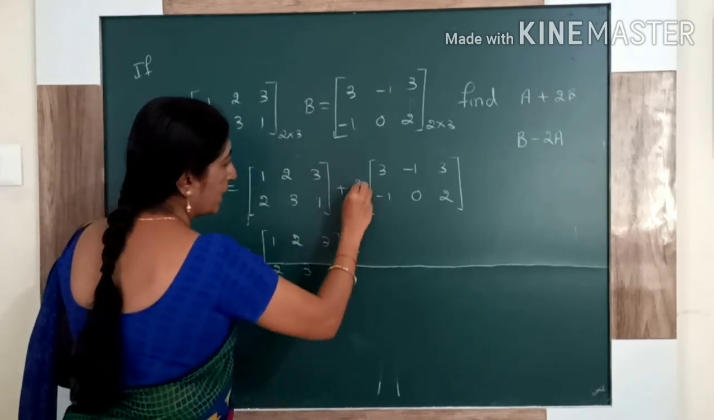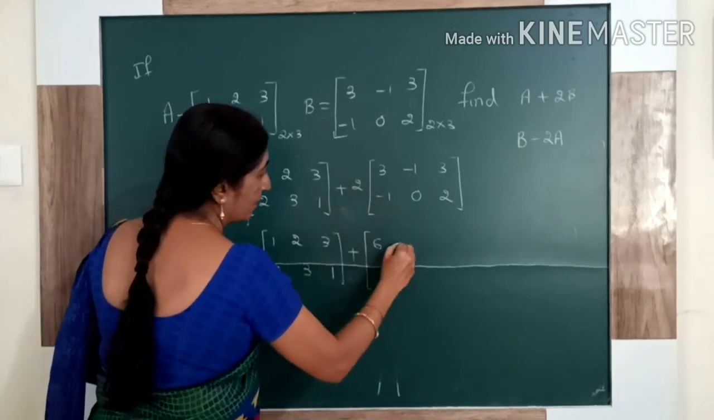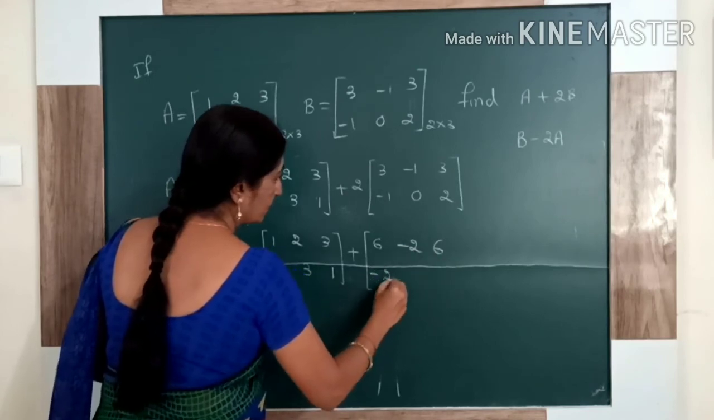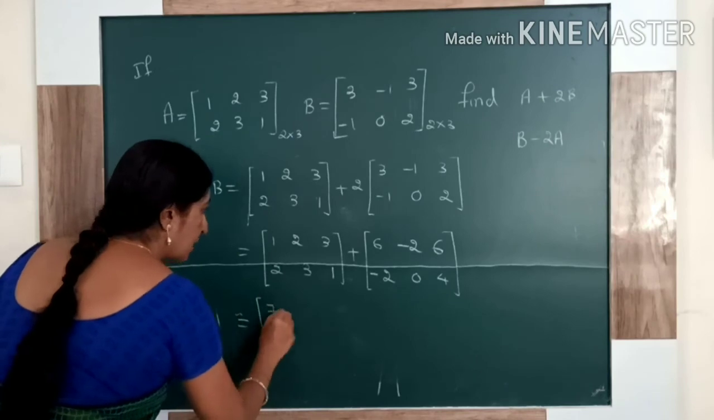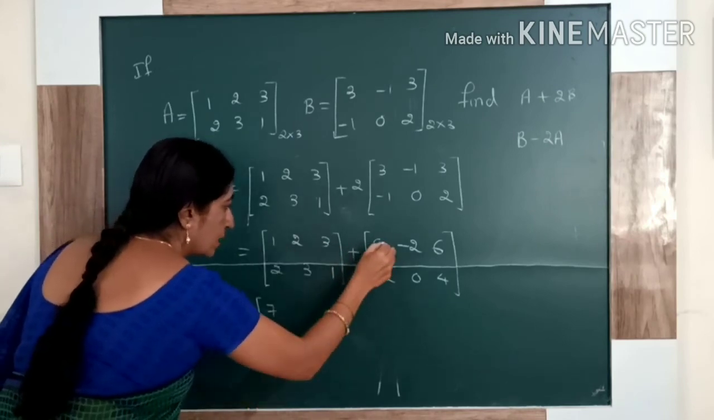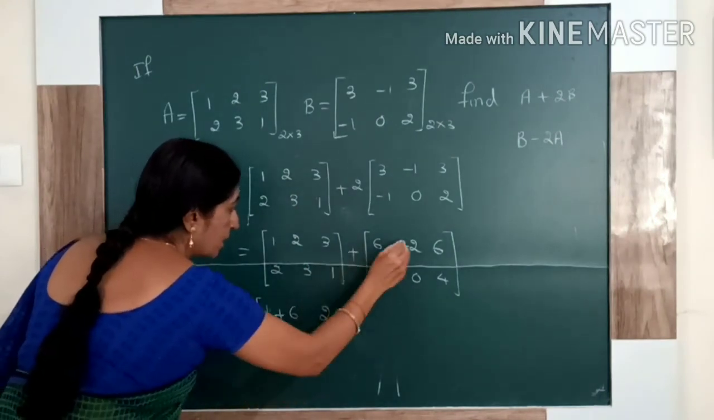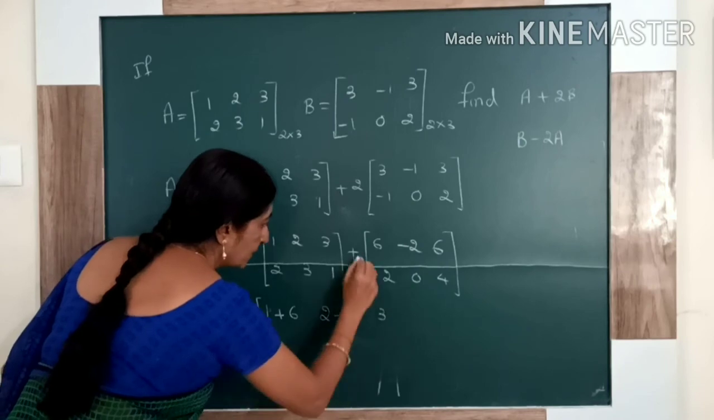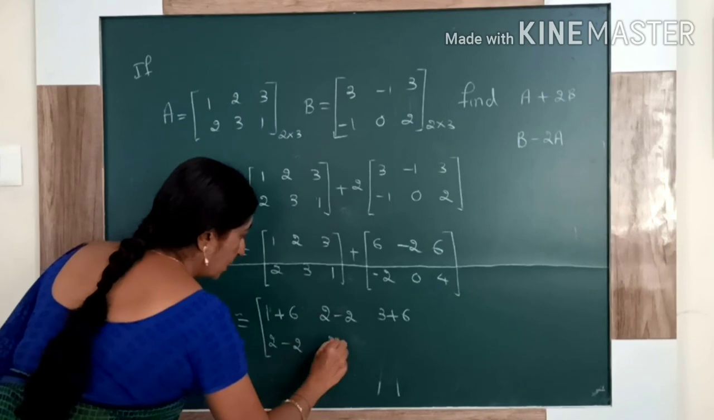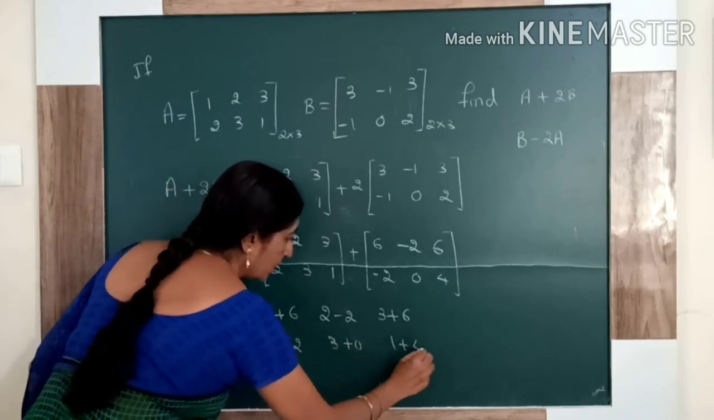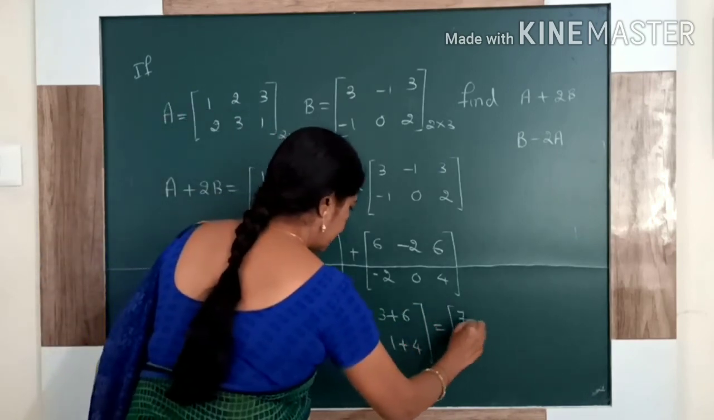Now before adding, just multiply each number by 2. It is a scalar multiplication. After that, add the corresponding elements. 1 plus 6. Write the first step, then write the result. Plus into minus is minus. Plus 6. Next, plus into minus. Then 3 plus 0. 1 plus 4. Add the corresponding elements, then write the results.